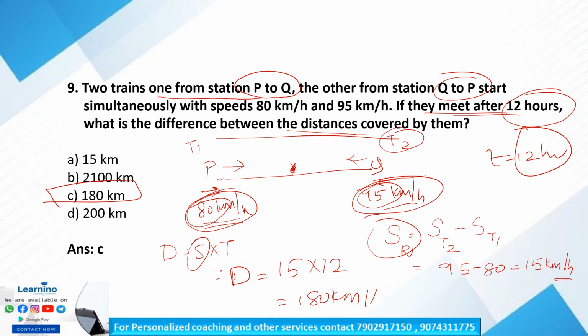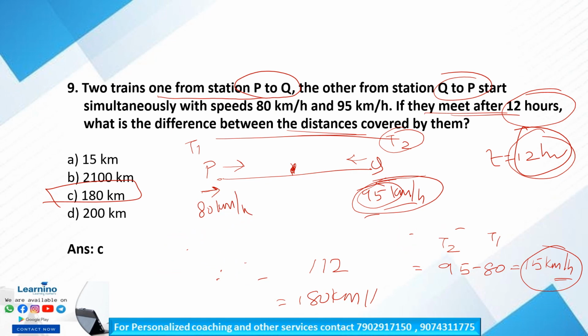So our equation is distance is equal to speed into time. Speed is equal to what? Relative speed, 15 km per hour, and time is equal to 12 hours, that is given in the question. So distance is equal to 180 km, the difference between the distance covered by them. Another method of solving this question is the traditional method. Let me explain that also.